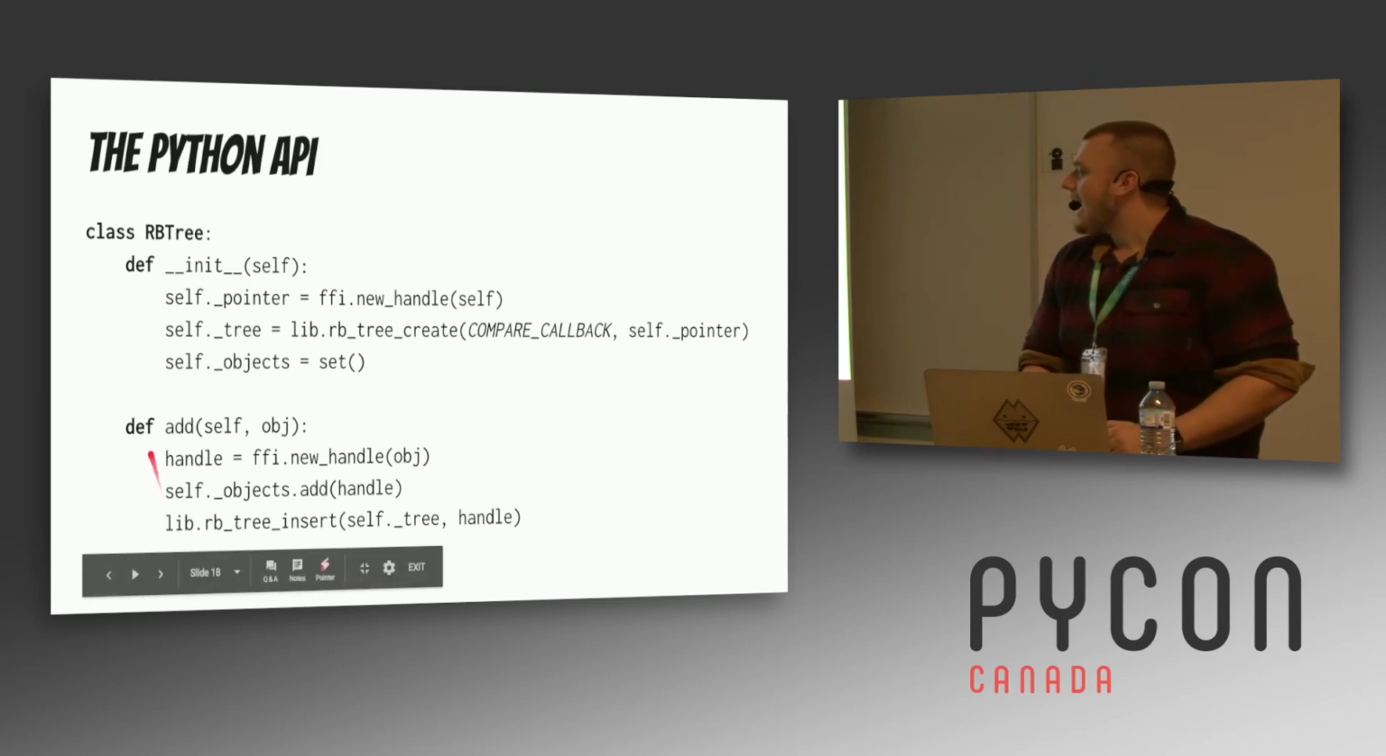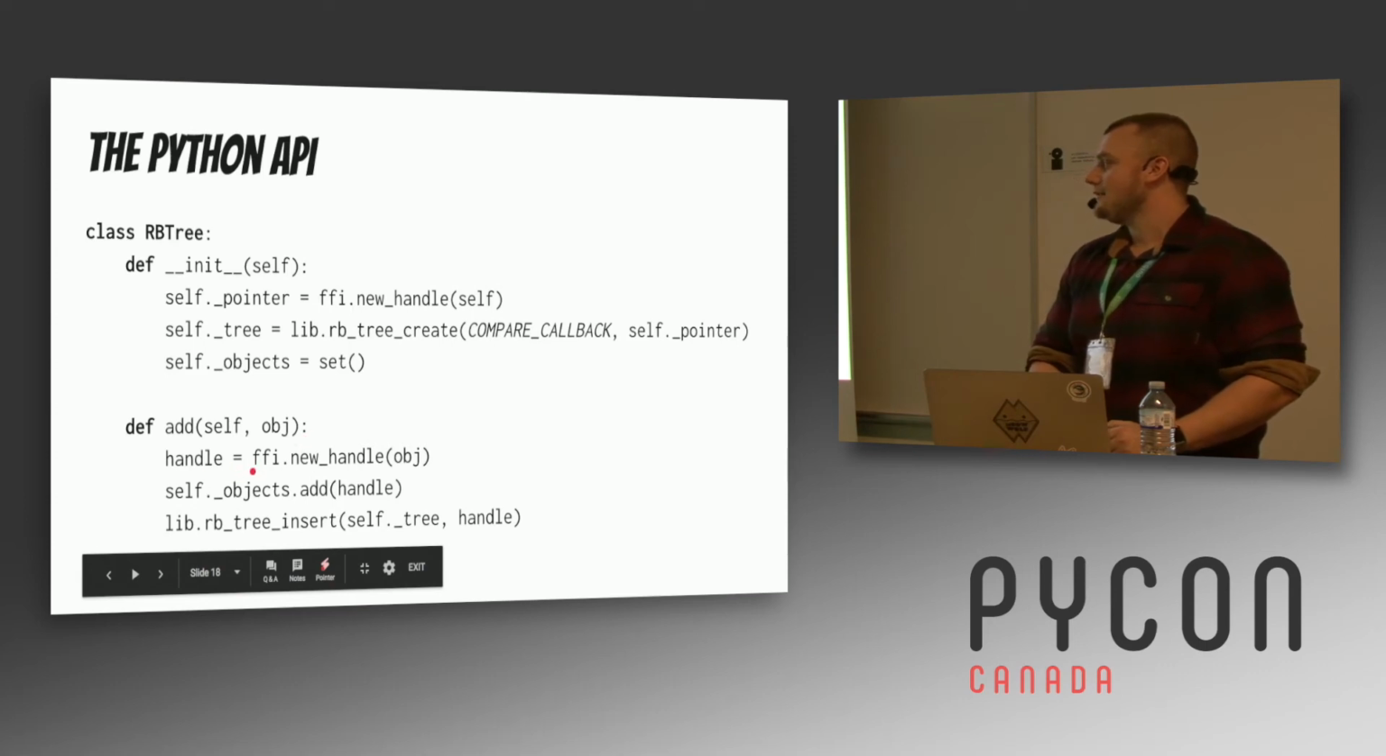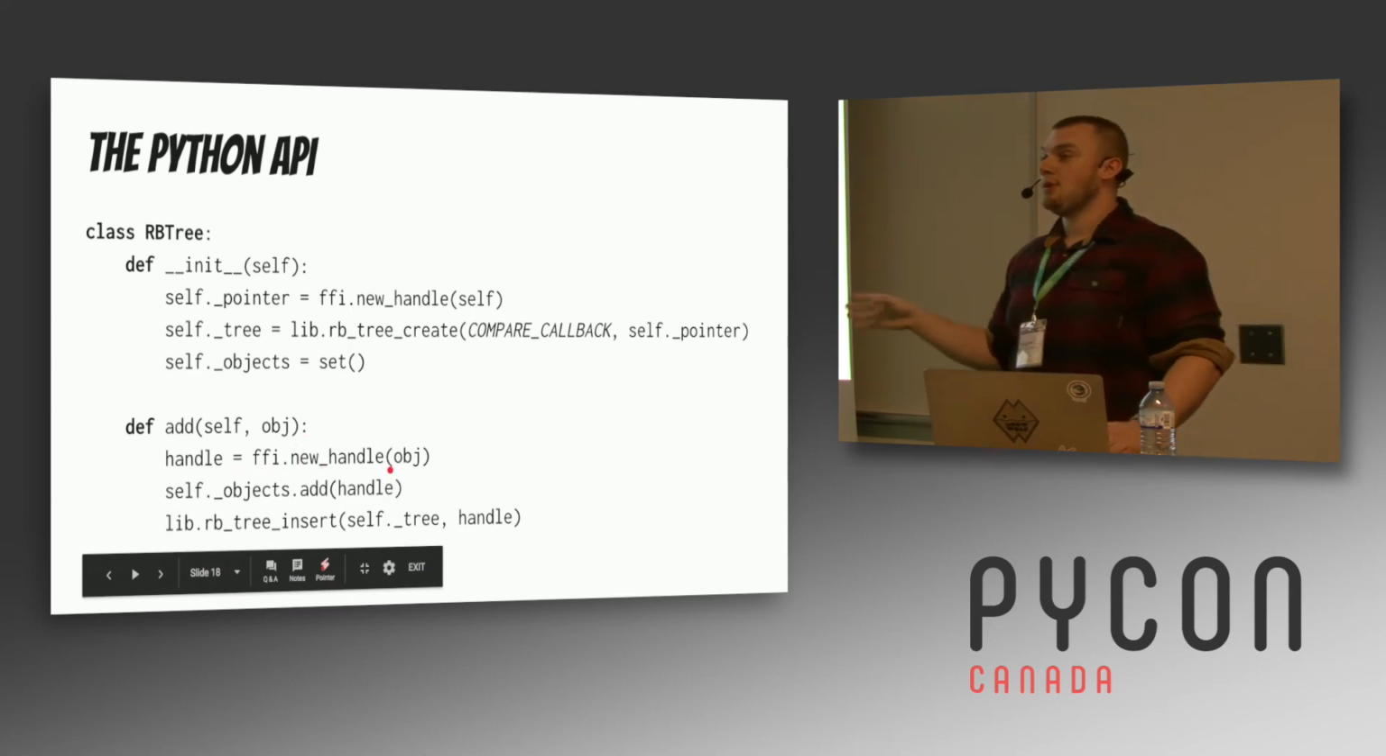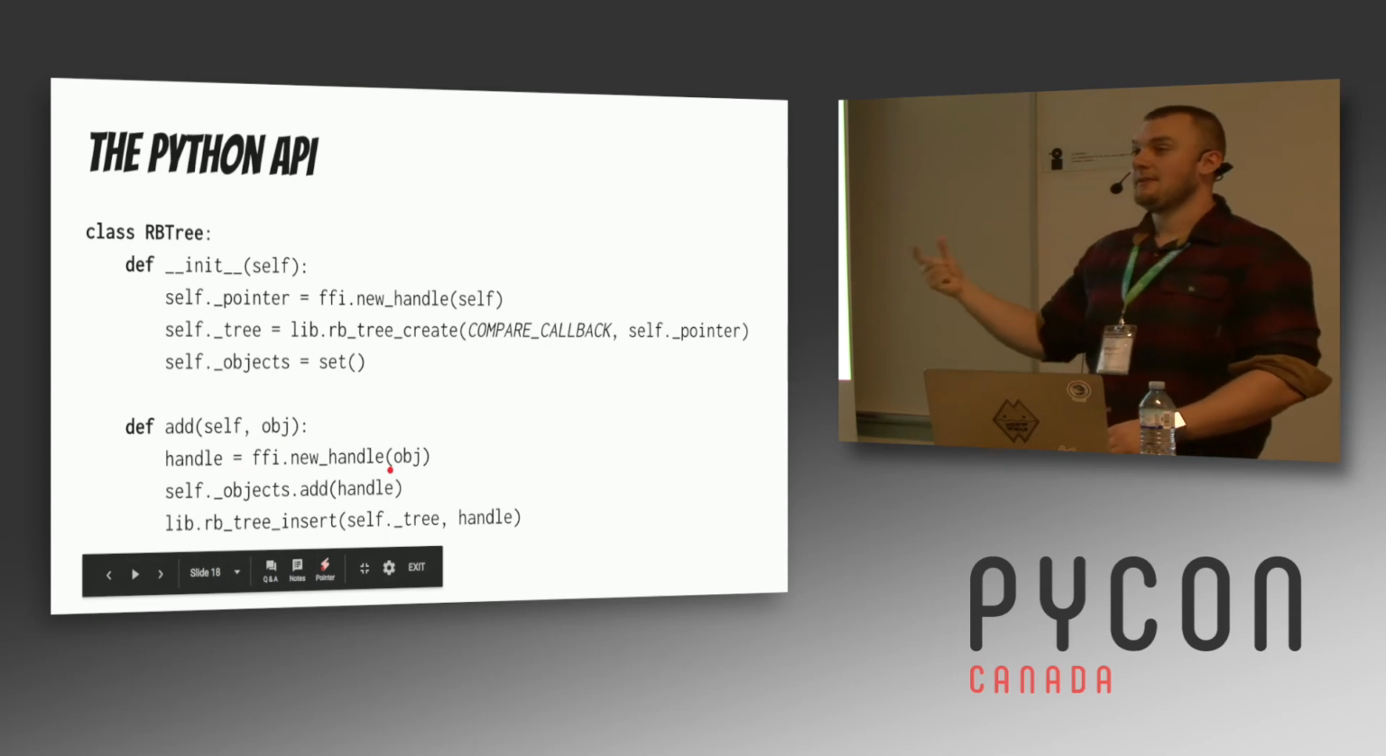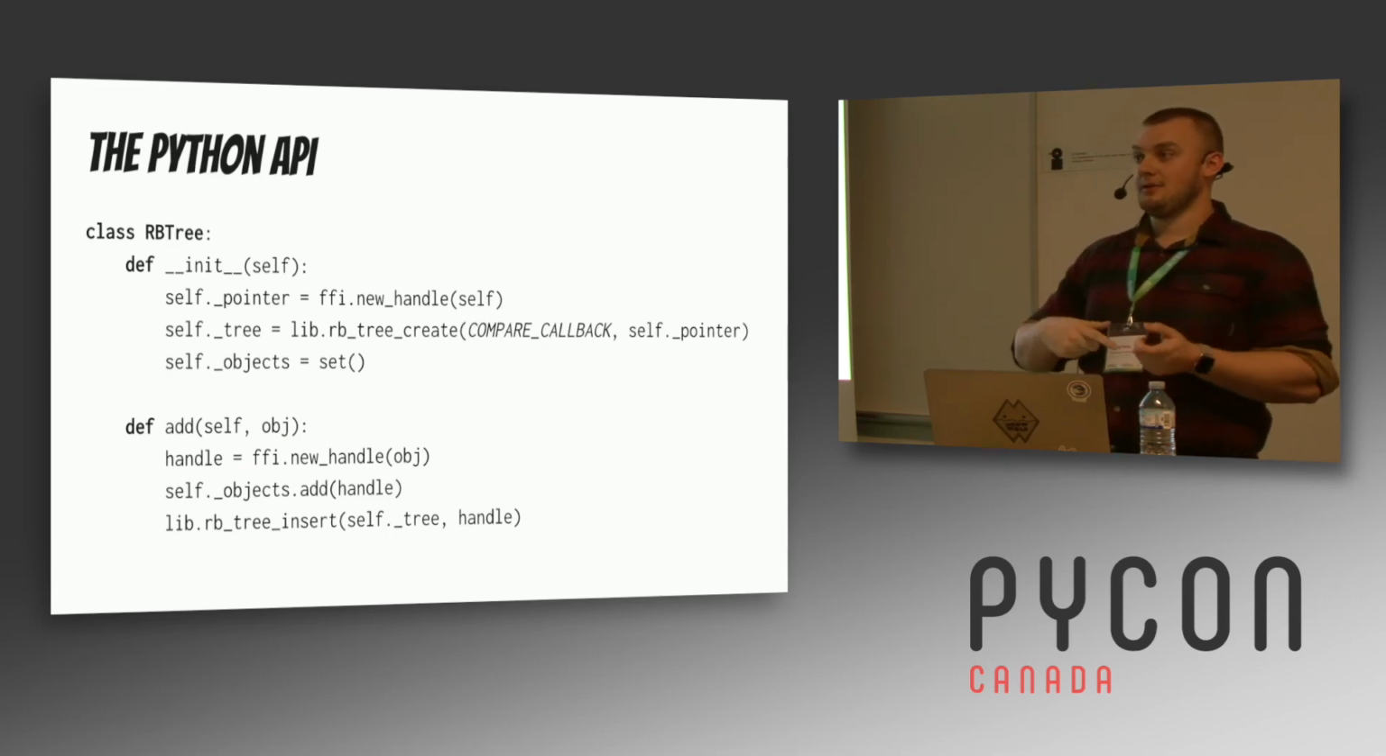And adding an object to the tree is relatively simple. We can call this function FFI.newHandle, and that gives us an opaque pointer type that CFFI guarantees you can turn back into the Python object later.